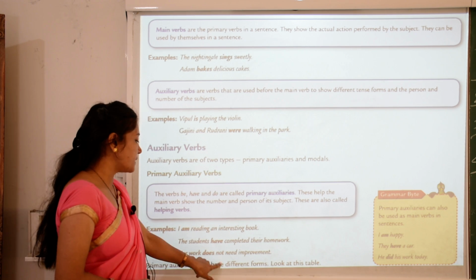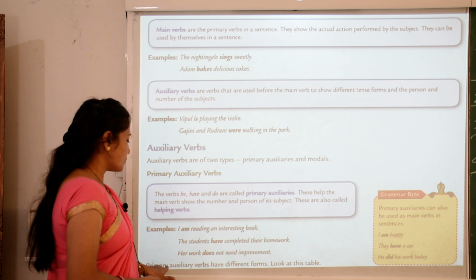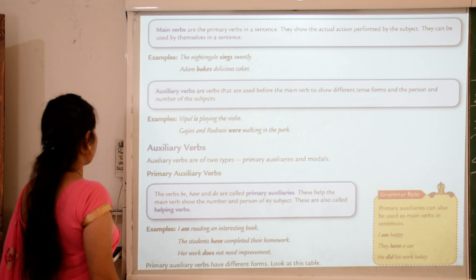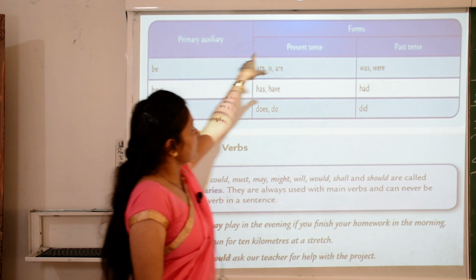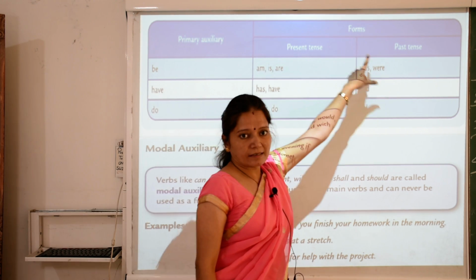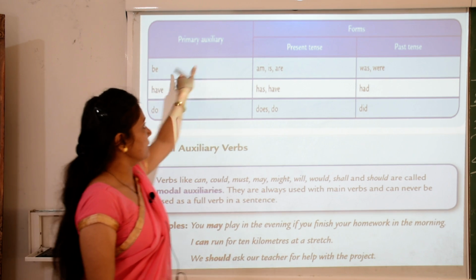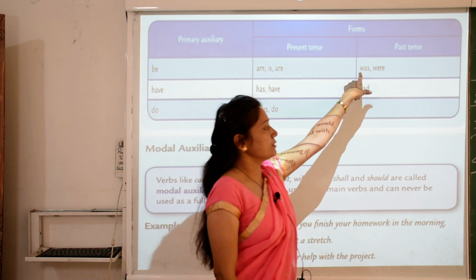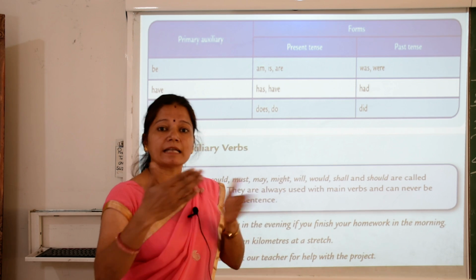Primary auxiliary verbs have different forms. Look at this table. So now let's read these different forms. This is our table, primary auxiliary, and the forms, present tense and past tense. So be: in the present tense, am, is and are come, and in the past tense, was and were come. We'll read this in detail in tenses.